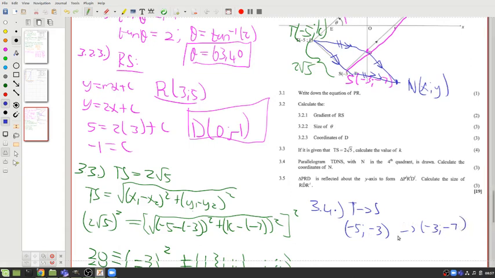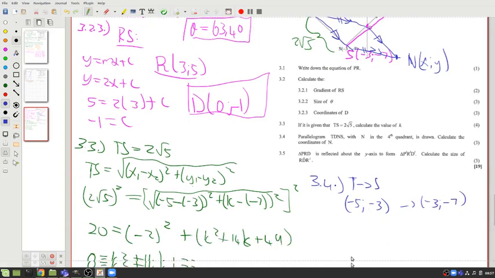-3, -7. So for the X values, how did we move? We went from -5 to -3. So for the X values, we said +2. For the Y value, from -3 to -7, we said -4. So now we just want to apply this to the point D.